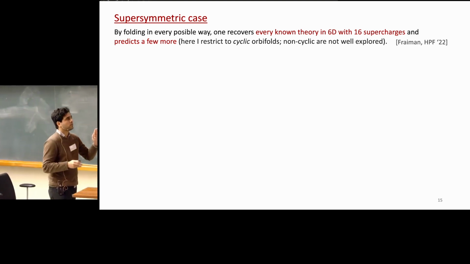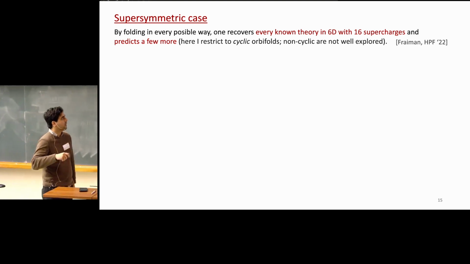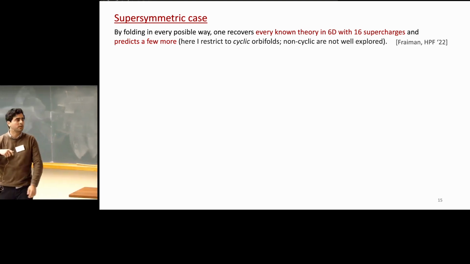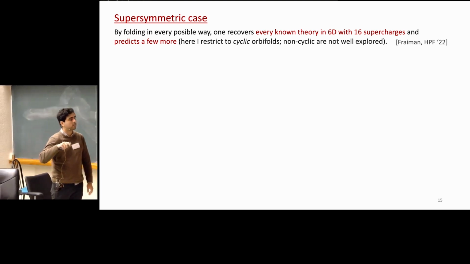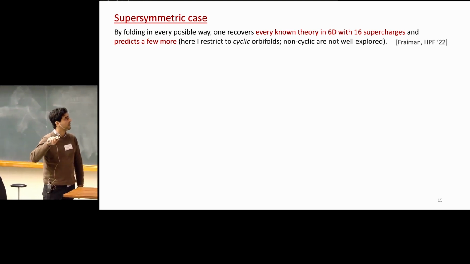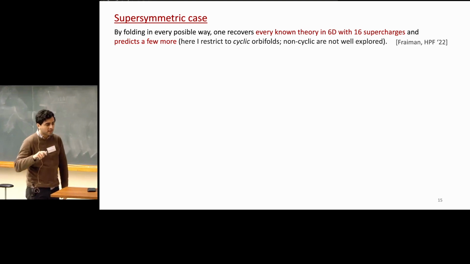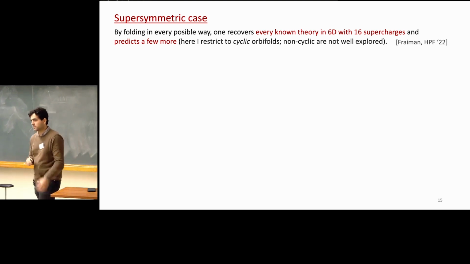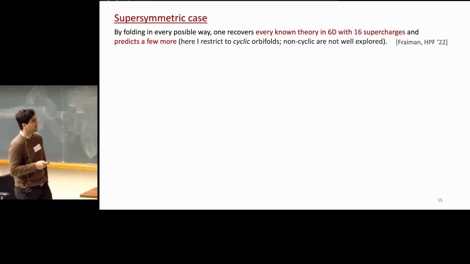But here I want to be a bit more conservative because there is a class of compactifications that are only cyclic orbifolds, and those are better controlled. Non-cyclic orbifolds are not well explored, and the non-cyclic ones are those that you need in order to realize odd rank in 6 dimensions. So this is not part of the discussion here.